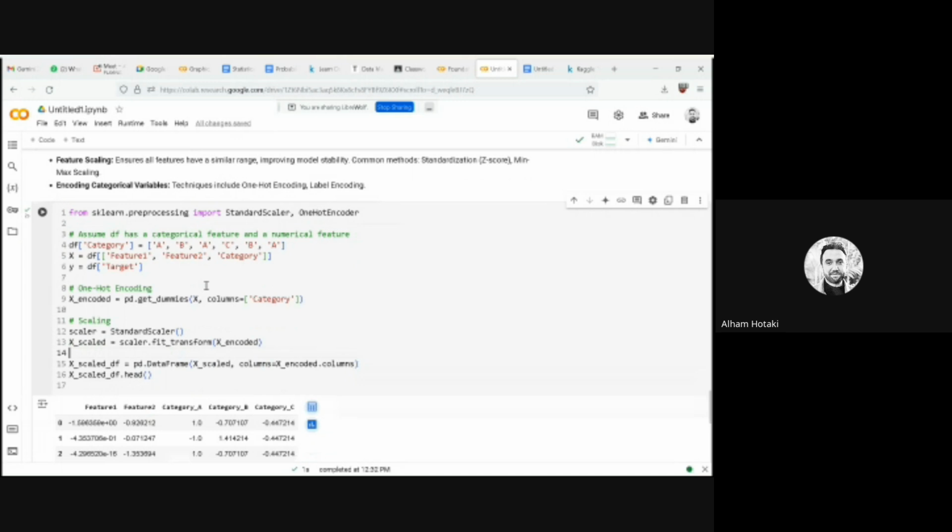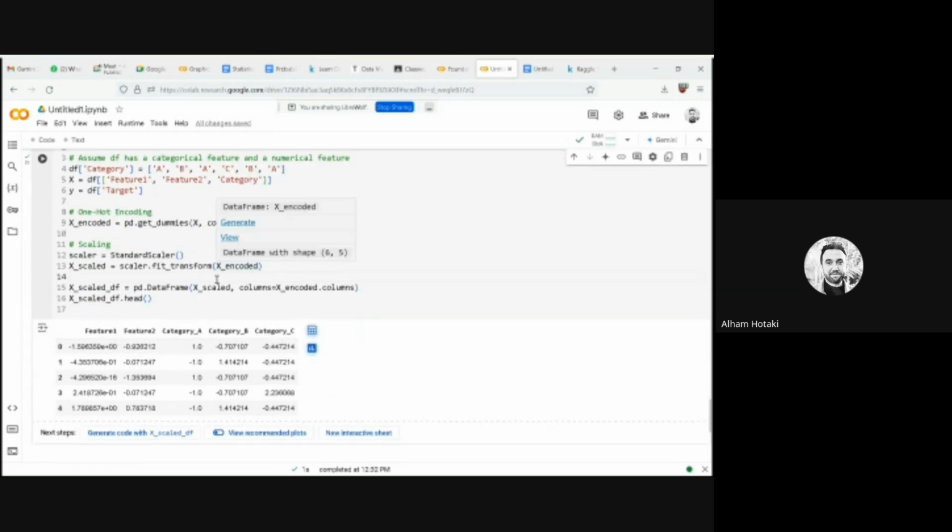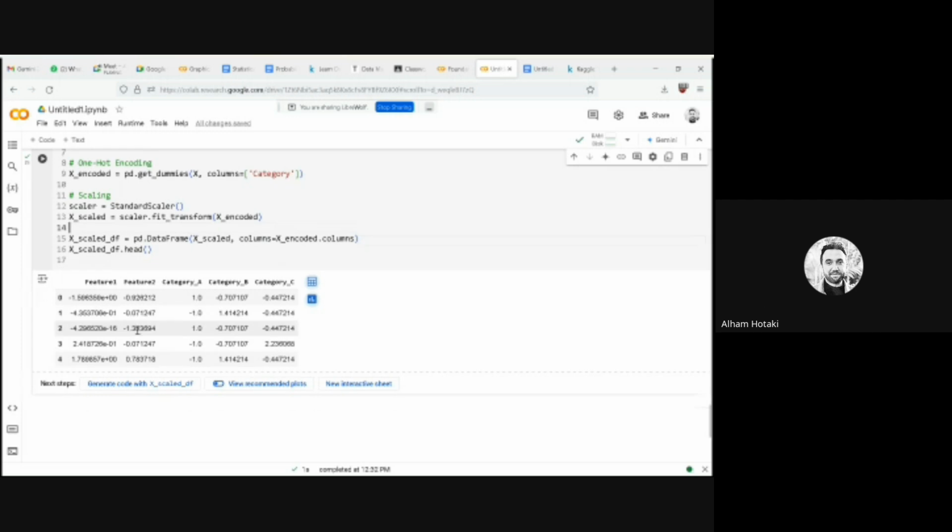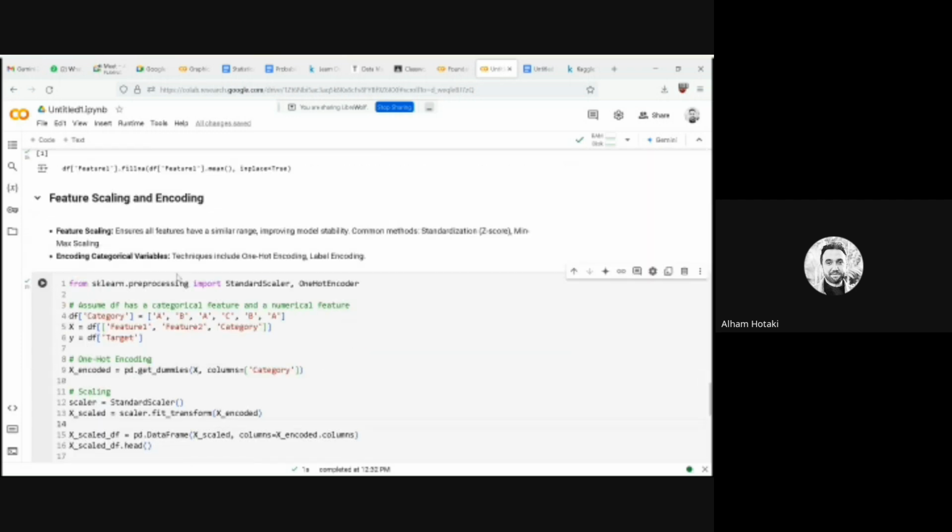Now, scaler, standard scaler. For these features that we had, they put the encoded data back into X scaled. They call it X encoded and X scaled. They put it again and scale the data. So now, if you see the range of this data and the range of this data, these features will have similar ranges. Both of these columns will have similar ranges, as we said that we should ensure that features have a similar range. So this is how feature scaling and encoding works.